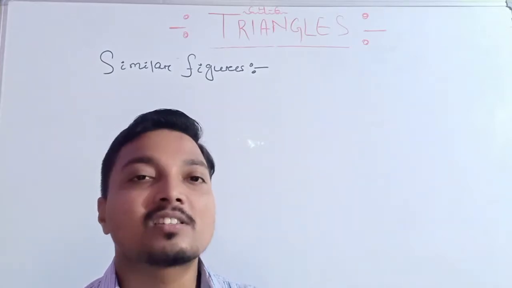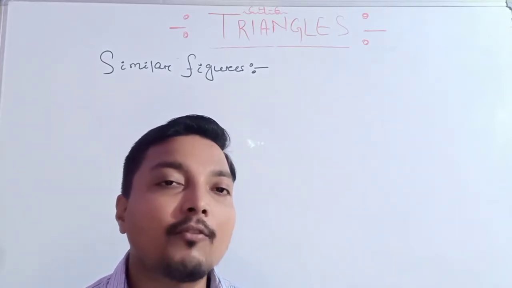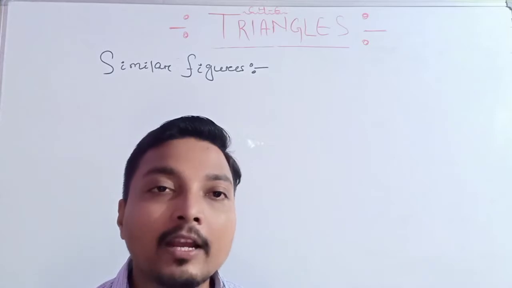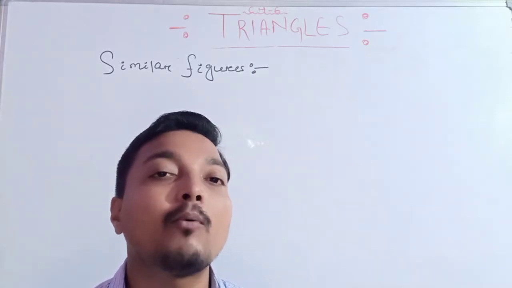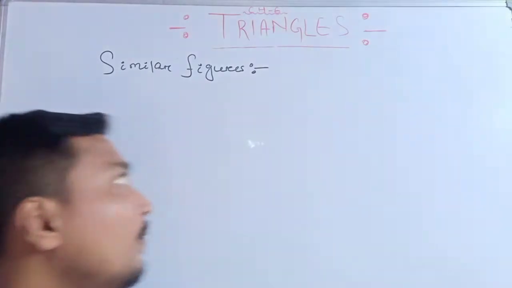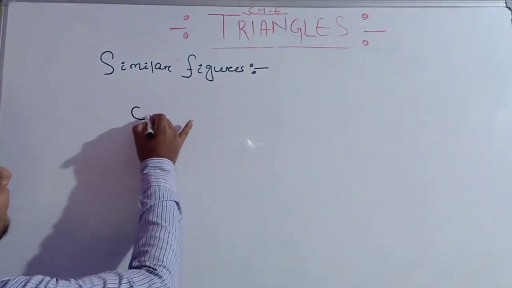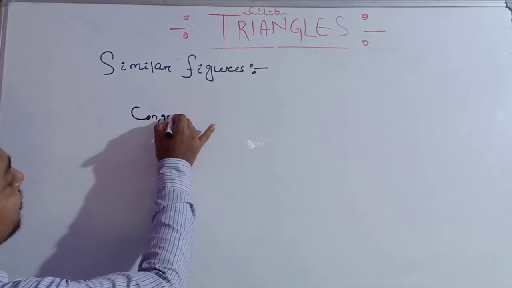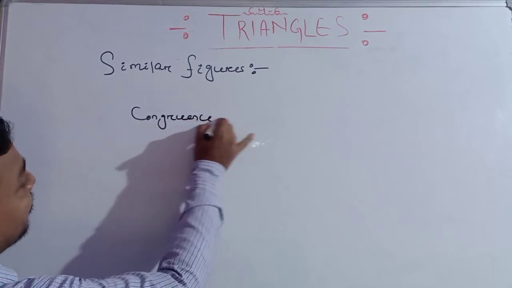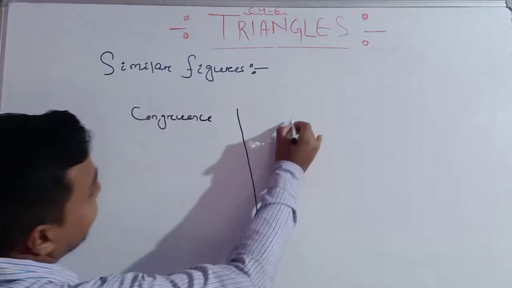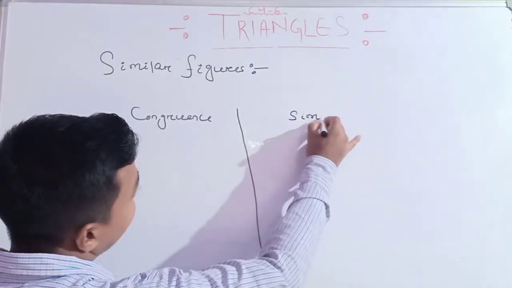Before discussing the similarity of two figures, I want to recall the definition of congruence. When can we say that two figures are congruent? Listen, on one side I am writing congruence, and on the other side I am writing similar.